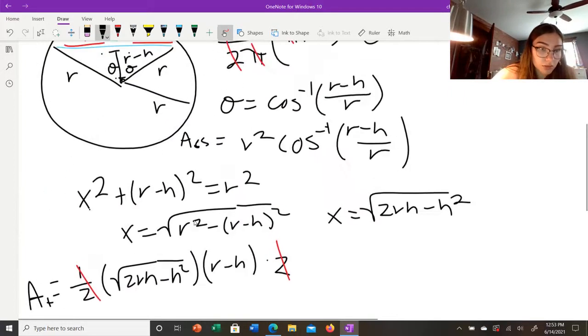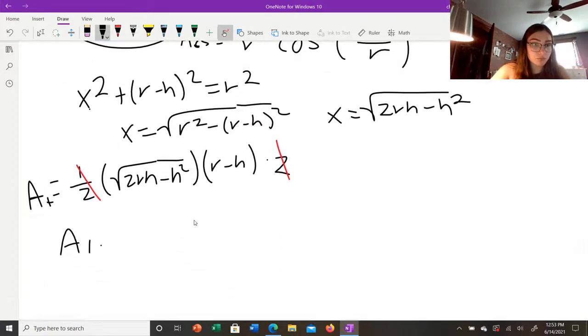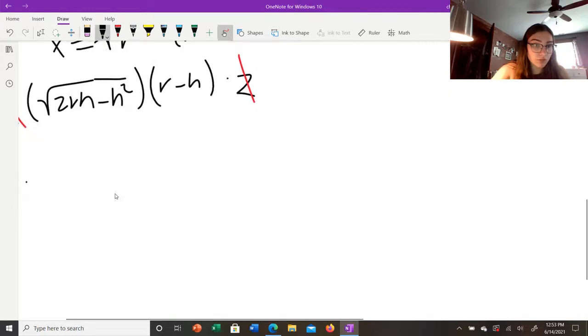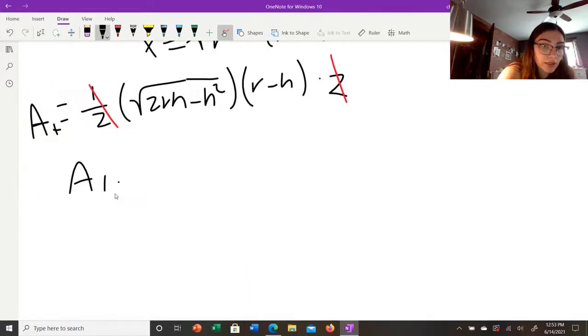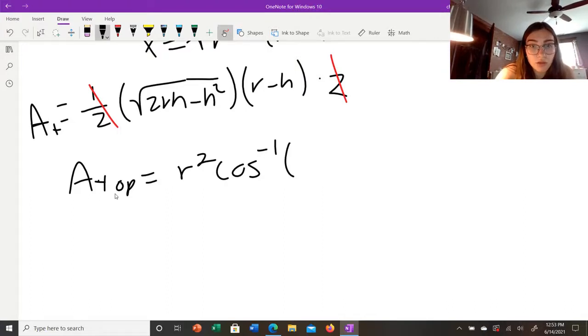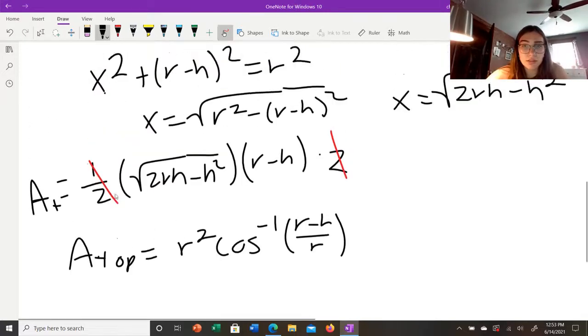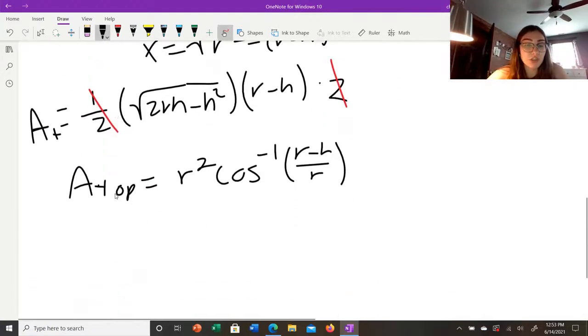A top equals r squared times arccosine of (r minus h) over r. Is that the whole thing? Yes, okay, just making sure.